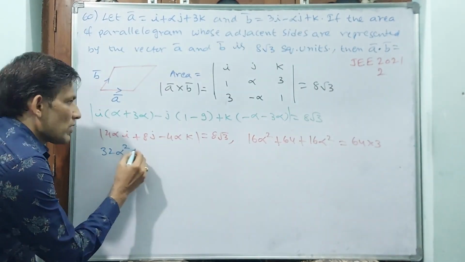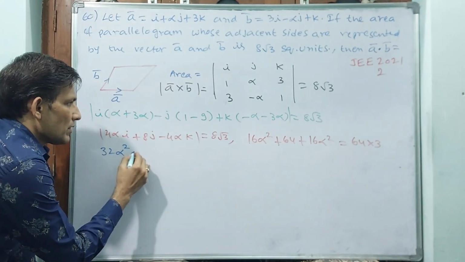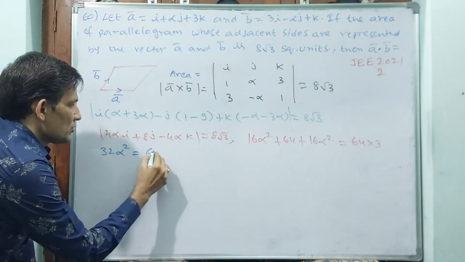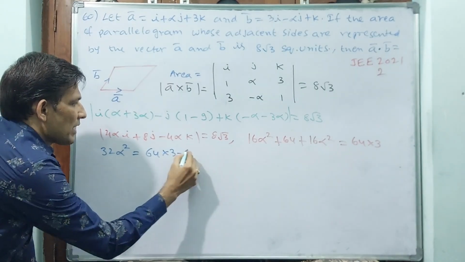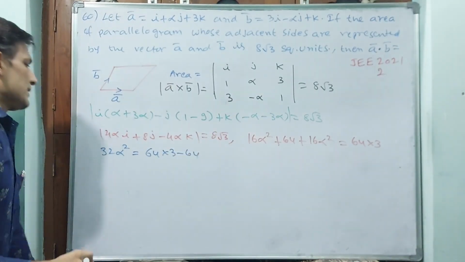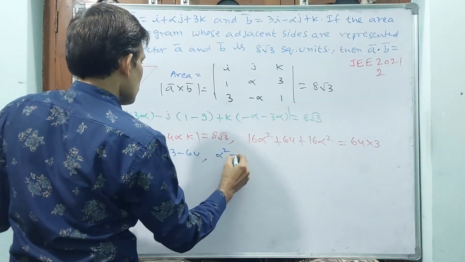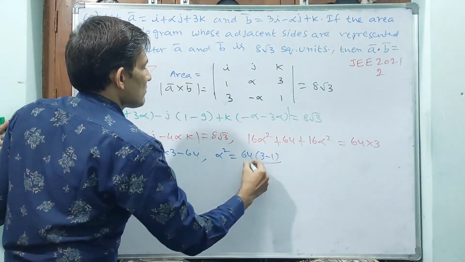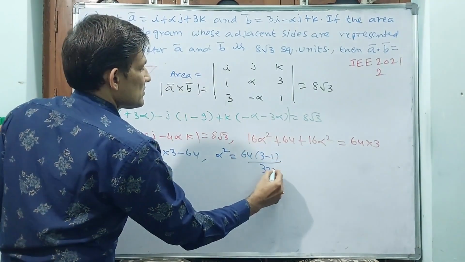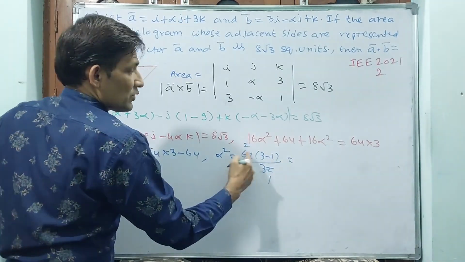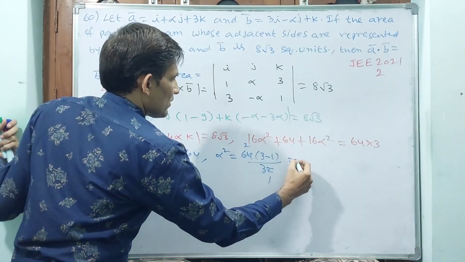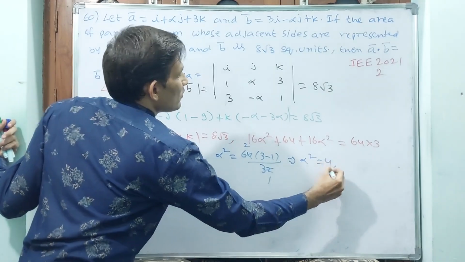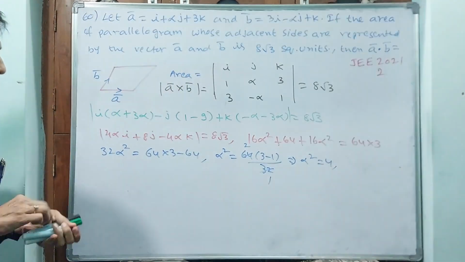32α² is equal to 64 into 3 minus 64. Or else α² is equal to, see, 64 if I take common, 3 minus 1, by this 32 also will come. 2 times will come. That means 2 into 2, 4. α² is equal to 4. See, don't make α equal to plus or minus 2.